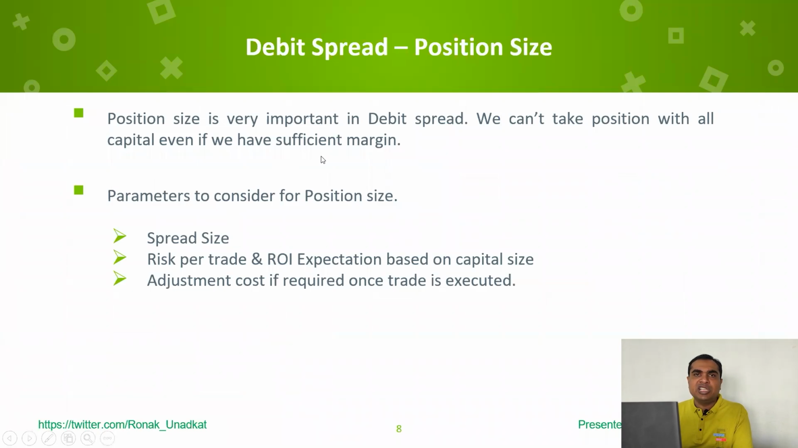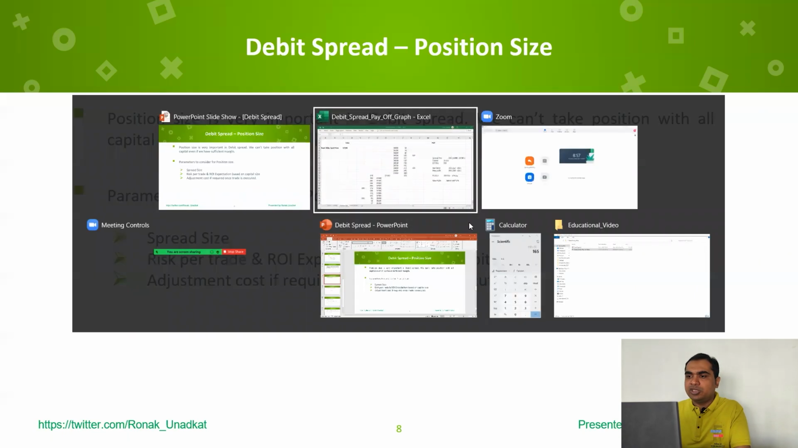So position size. Position size is a very important factor in debit spread, guys. There are three parameters that we need to consider for the position size. First is the spread size, how much spread size we are going to take. Second, how much risk we want to put into this trade versus the ROI expectation. The more risk, the more ROI. The less risk, the less ROI. Depending upon your capital size, you are taking a risk on your positions, and then accordingly your ROI expectations will be set. Third, the adjustment cost which is required in case the trade goes against us. Okay, so let's look into this position size.